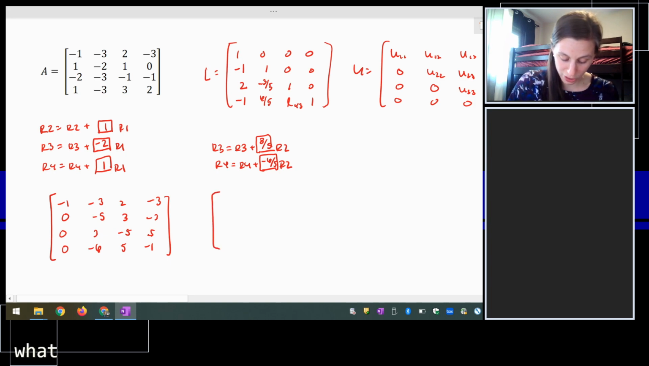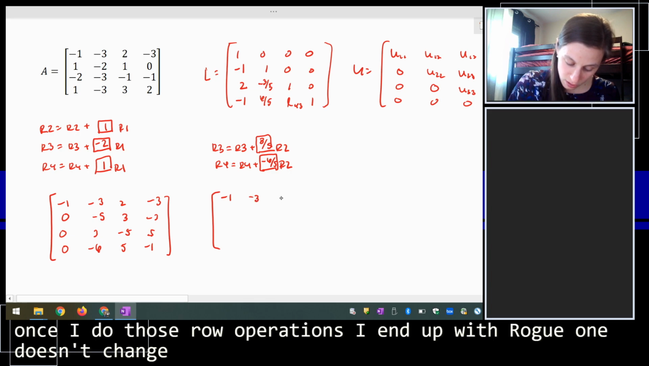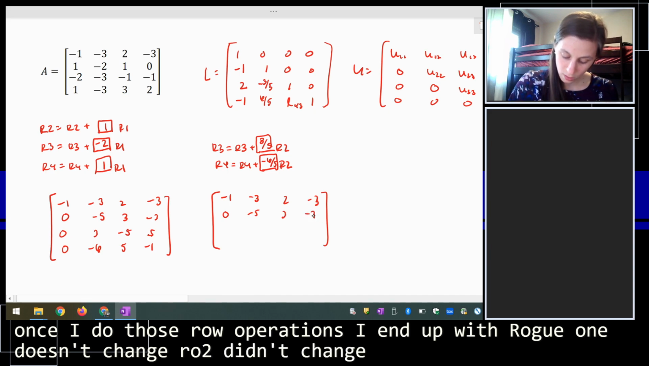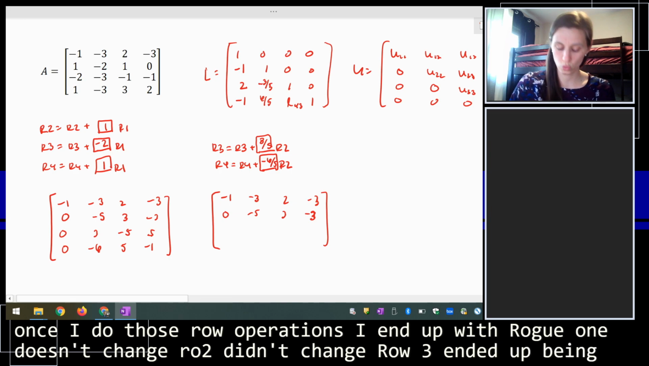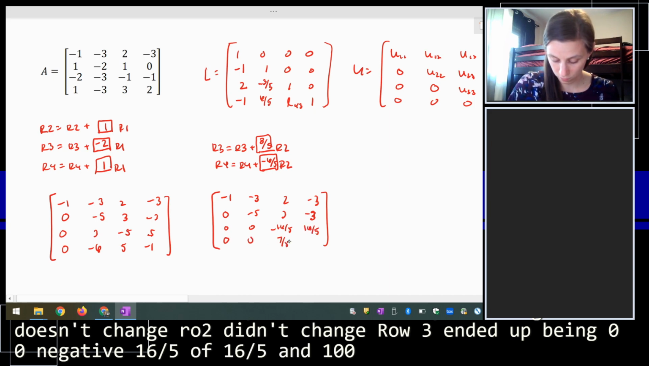Once I do those row operations, row 1 doesn't change. Row 2 didn't change. Row 3 ended up being 0, 0, -16/5, +16/5, and then 0, 0, 7/5, 13/5.